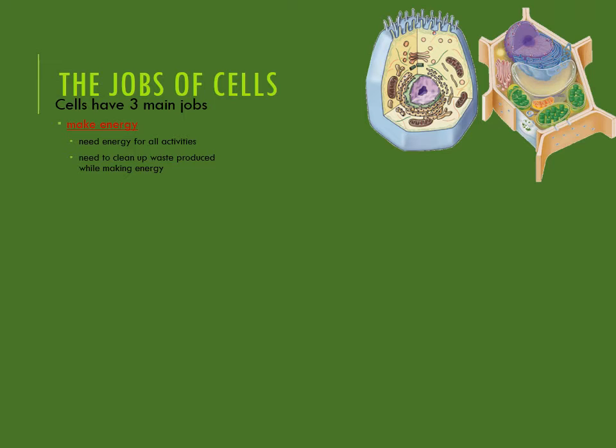In actuality, it is the little guys, also called the organelles, that are doing all of this work. But basically, the organelles must work together to maintain the overall state of the cell in order for these 3 important jobs to actually be accomplished. So cells have 3 jobs: make energy, make proteins, and make more cells.